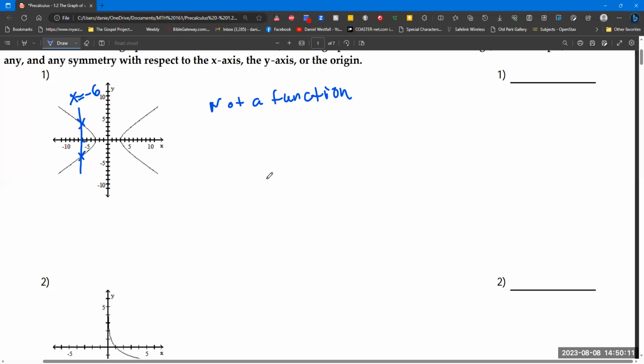Let's go ahead and talk about the intercepts while we're here. There are no y-intercepts because it doesn't cross the y-axis at all. There are x-intercepts at -3, 0, and at +3, 0.